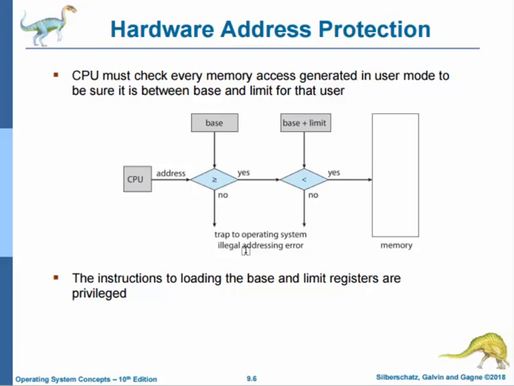The protection of the memory space is accomplished by having the CPU hardware compare every address generated in user mode with the registers. Any attempt by a program executing in user mode to access operating system memory or other users' memory results in a trap to the operating system, and this will be treated as a fatal error. As shown in this figure, you will see a trap to the operating system where an illegal addressing error occurred.